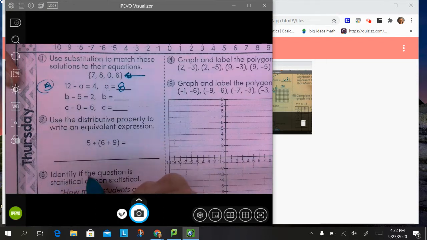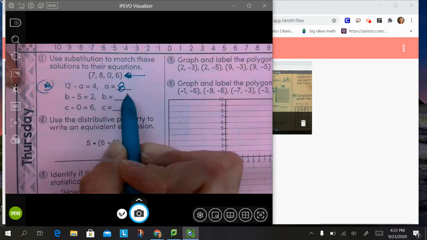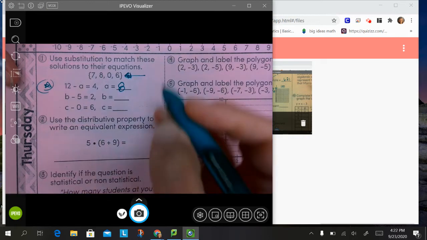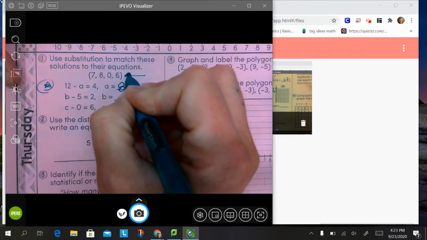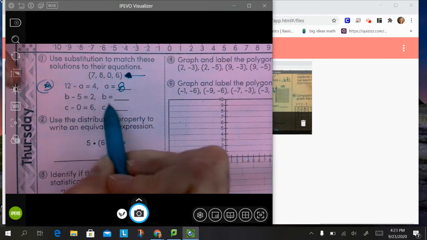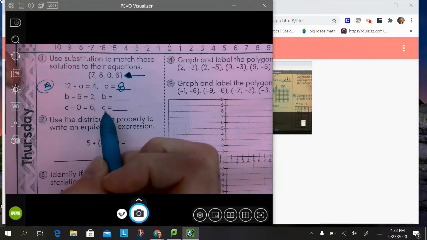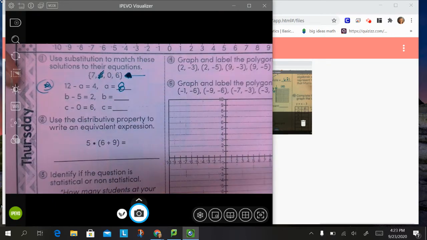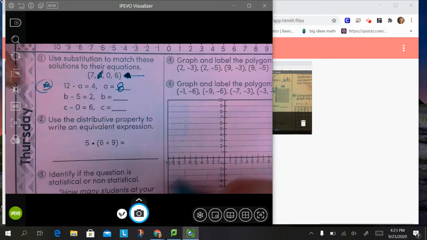So we need to figure out the value for the letter or the variable a. The first one I did for you, I did 12 minus 8 equals 4, because I wanted to see how the solutions fit into this equation. Now take a look at the next one. The next one says b minus 5 equals 2. What should the value of b be? So you already used 8, so 8 doesn't work. Would 7 work? Would 0 work? Would 6 work? You want to think to yourself, which one would work?